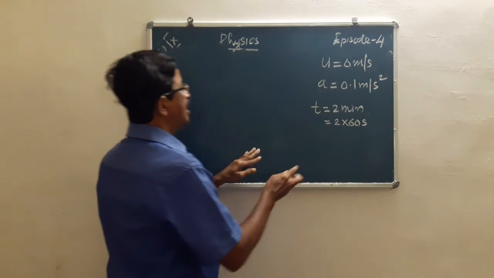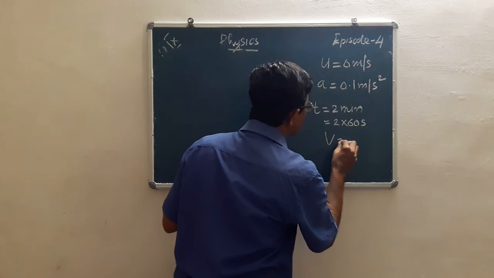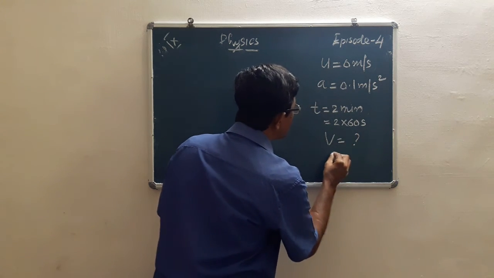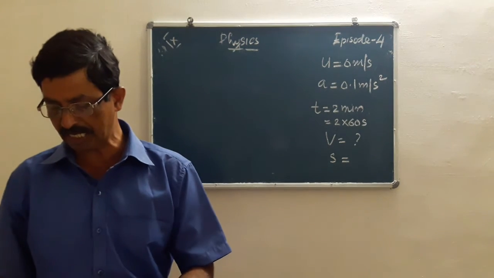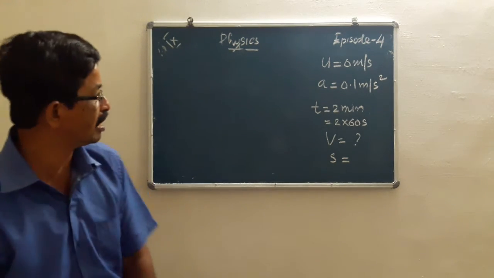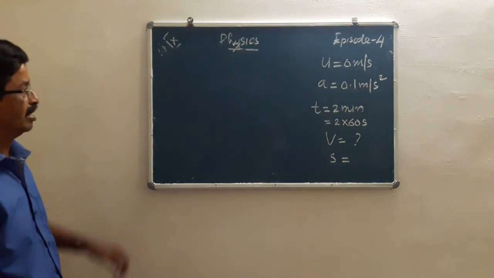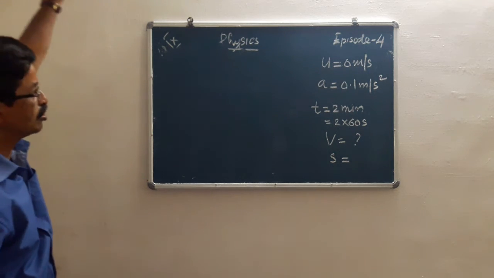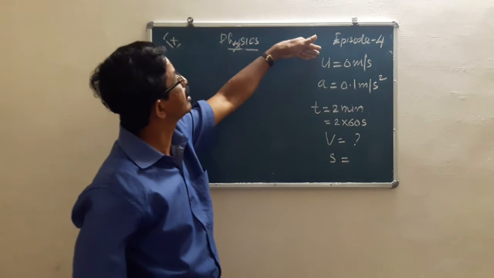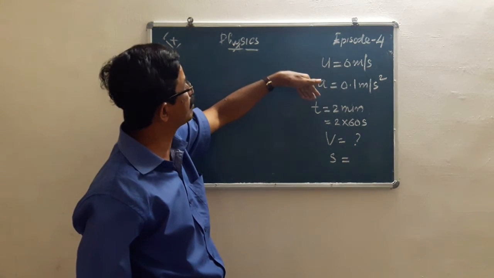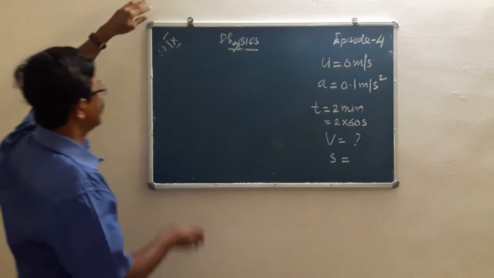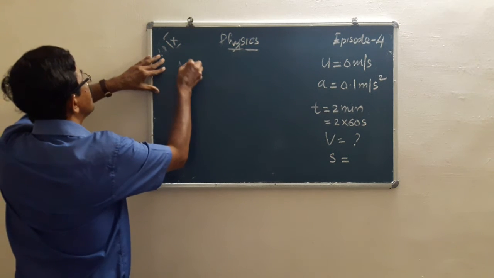That means what is the speed now, and how much distance it covers. These are the two things: speed and distance traveled. See here, we know it starts from rest, 0, the acceleration and time are given. So we can find out its final speed acquired.